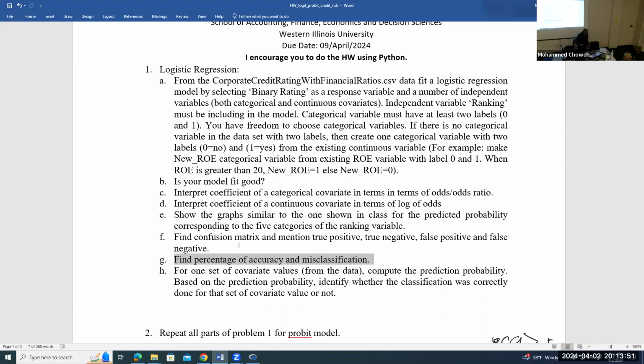Okay. Now see, take a look at that. For one set of covariate values. Now I had only one covariate in my data. What was the covariate? What was the covariate? Spending is the covariate, right? Only one. But in your data, you will be asked to take 6 to 7 covariates.